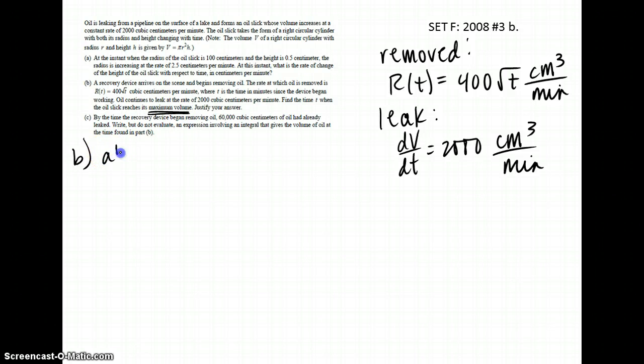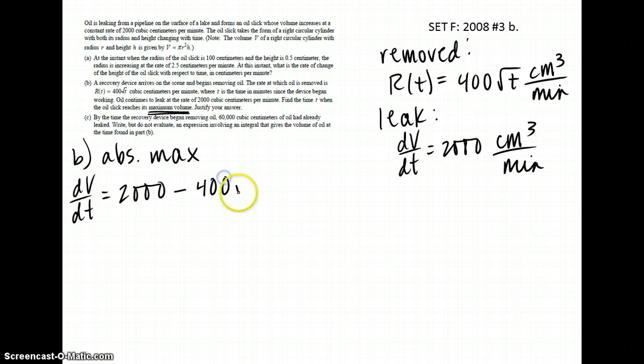Okay, so we're finding an absolute max here. Where do absolute extrema occur? Endpoints and critical numbers. So where's the critical number? The critical number is where the derivative, the rate of change, would equal 0 or not exist. So look at what we have here. The rate of change of the volume is the oil that's leaking out minus the oil that they're able to recover or remove. So this is what I'm losing, and I'm going to take away from that what the device is removing.